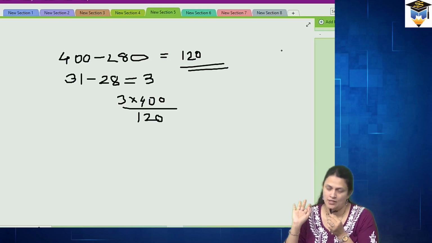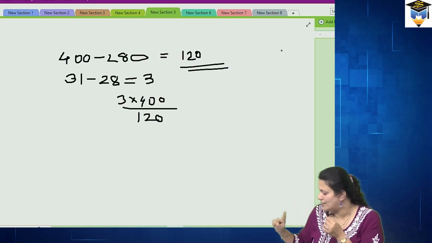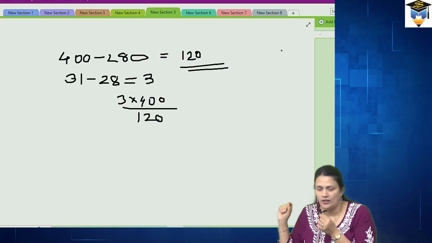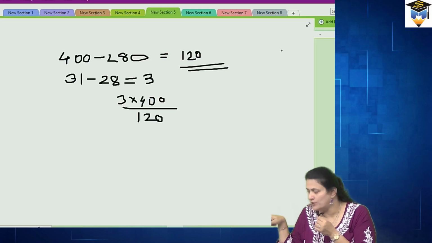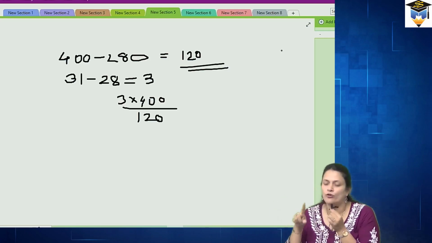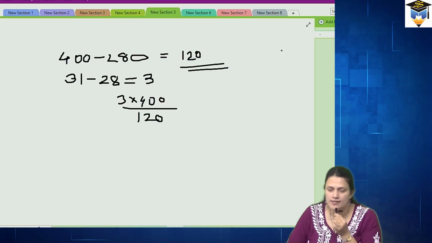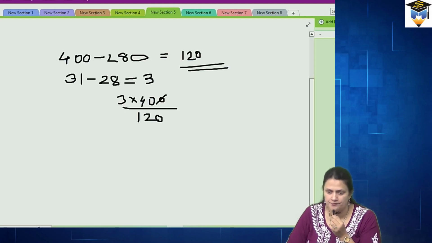Correct. So in this way we try to find out how many days one soldier's ration will last. 3 into 400, but now we want it for 120 soldiers. So 3 into 400 divided by 120. Let's see the answer. This is 10, 4 3s are 12. So the answer is 10.